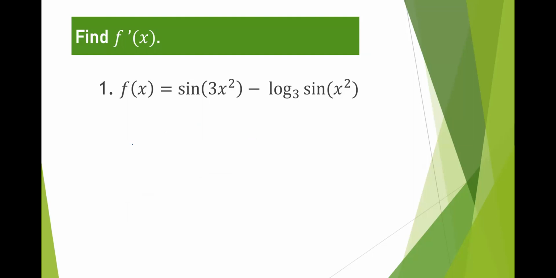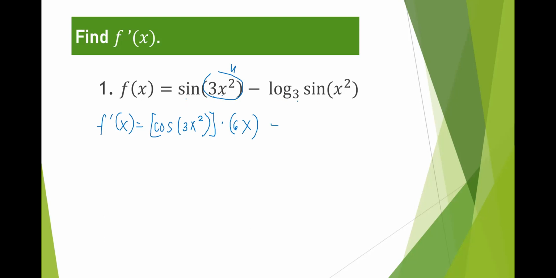So, let's check your answer. Our f prime of x, guided by our formula. This is of the form sine u. This is our u. The derivative of that is cosine of u. So, cosine, it's like reciting your formula inside your head. So, cosine of u times your u prime. So, our u prime is, the derivative of your u is 6x. Let's put parentheses so you won't be confused.